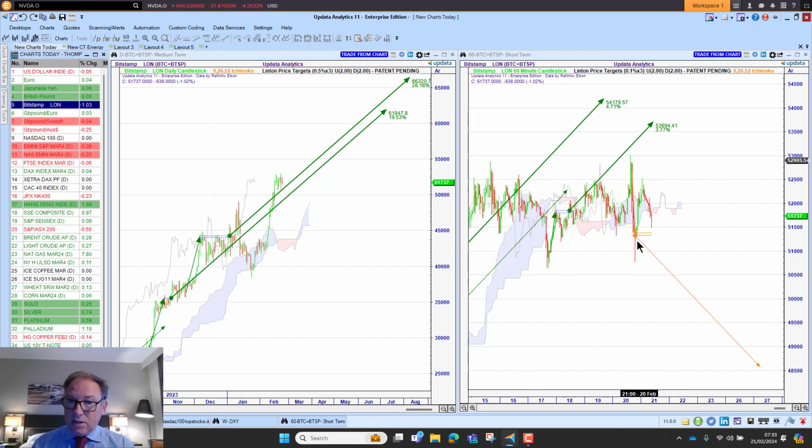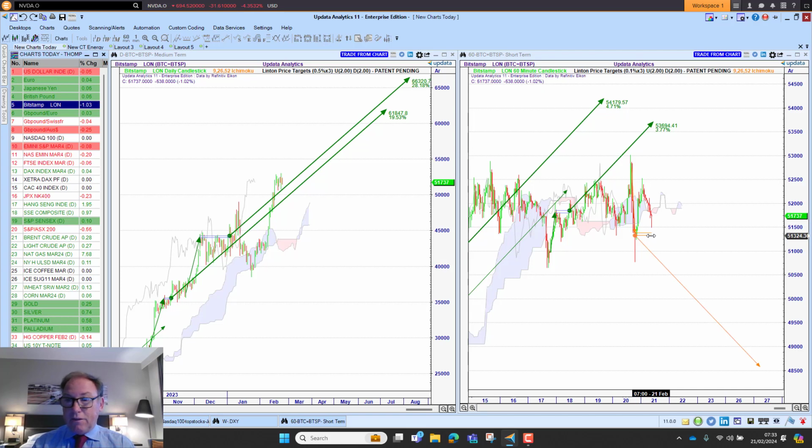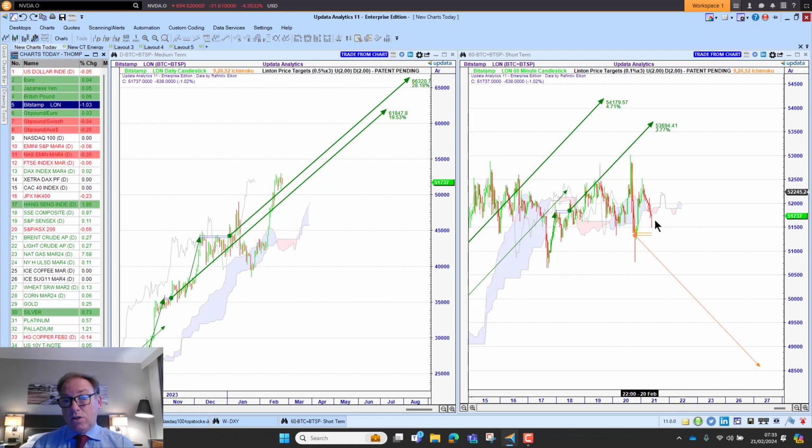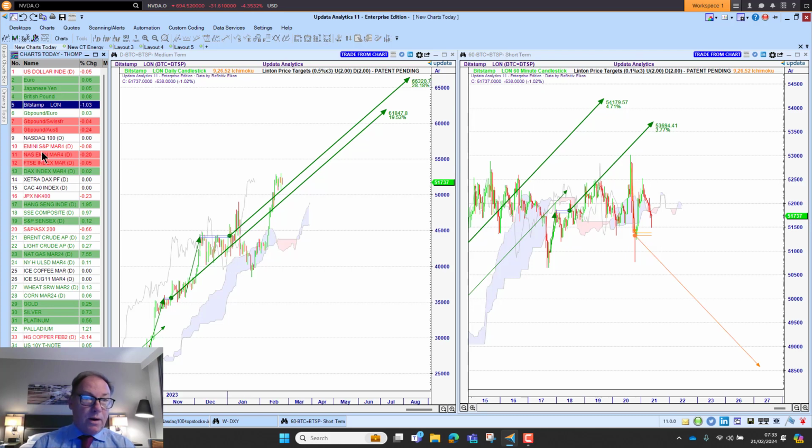We've got a new downside target not yet activated. A move to a new low below 51,300 would activate that downside target back to 48,600. So that's really what we're just going to watch for the moment. A bit of volatility kicking in there after this big run in Bitcoin.